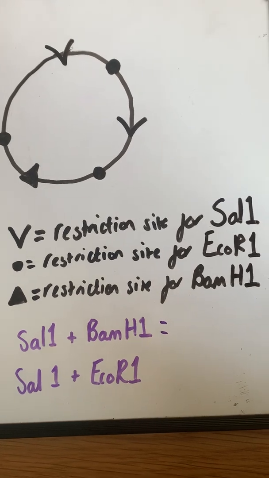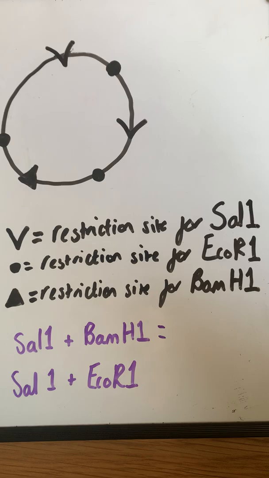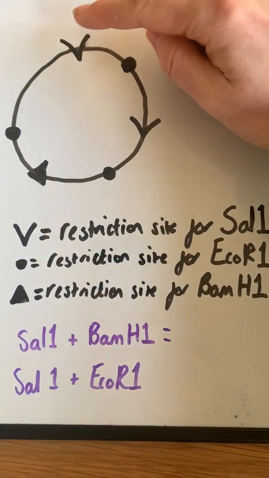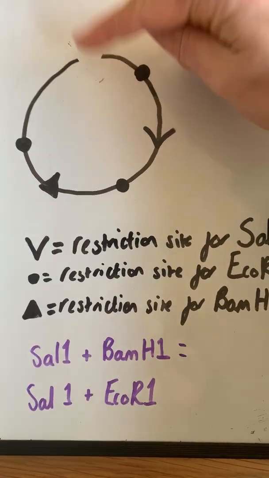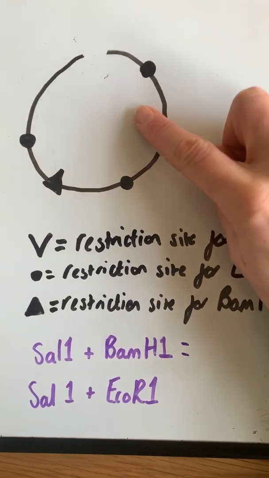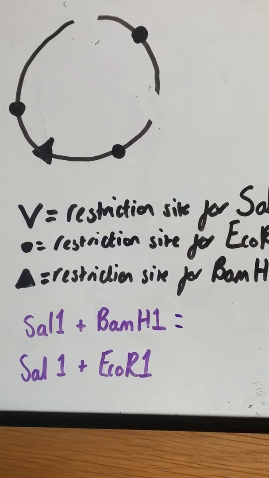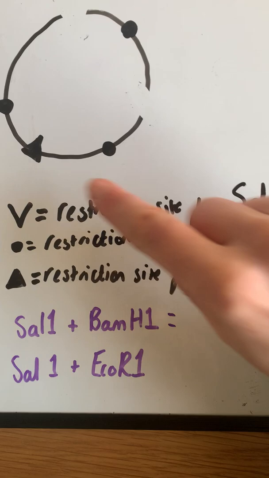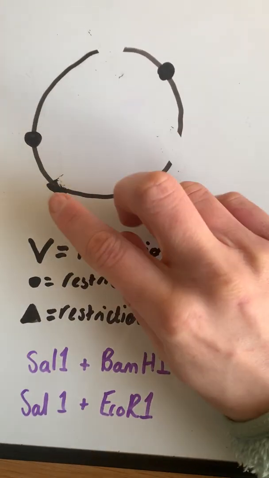So we know that SalI is this V shape. So every time that it's used, this part of the plasmid will be cut anywhere where there's a V. So we'll make a cut there by rubbing that out, and we'll make a cut here. The other restriction endonuclease that's been used was BamHI, and BamHI is here. So when that's used, it makes a cut here in the plasmid.